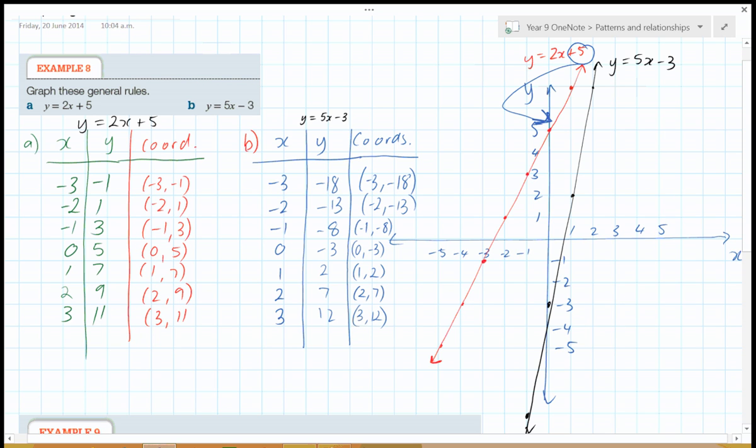So we've got a -3, and it just happens that it crosses the y-axis at -3. And then we've got a +5 on another one. It just happens that it crosses the y-axis at +5. So if we've got any equation like y equals something x plus something, where's that thing relating to on our graph? 0.